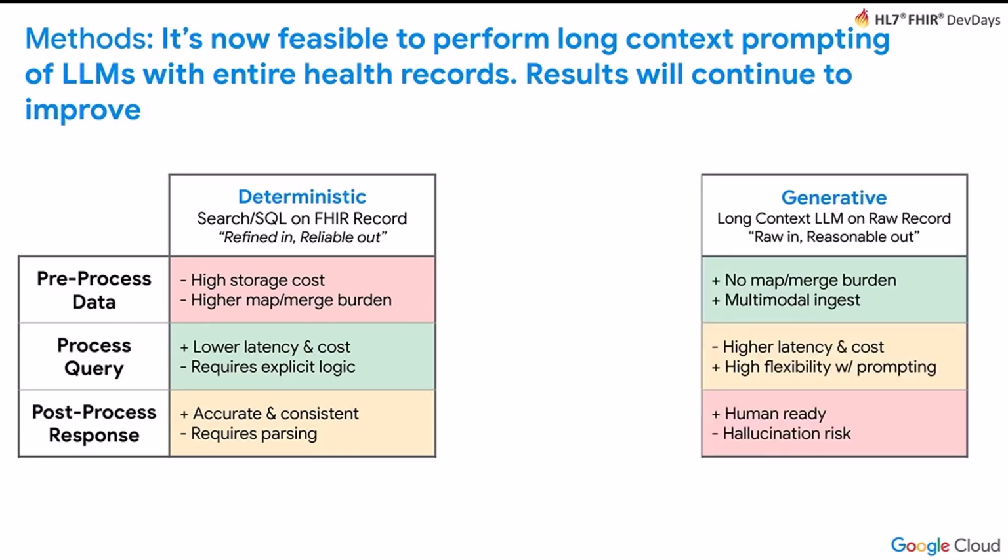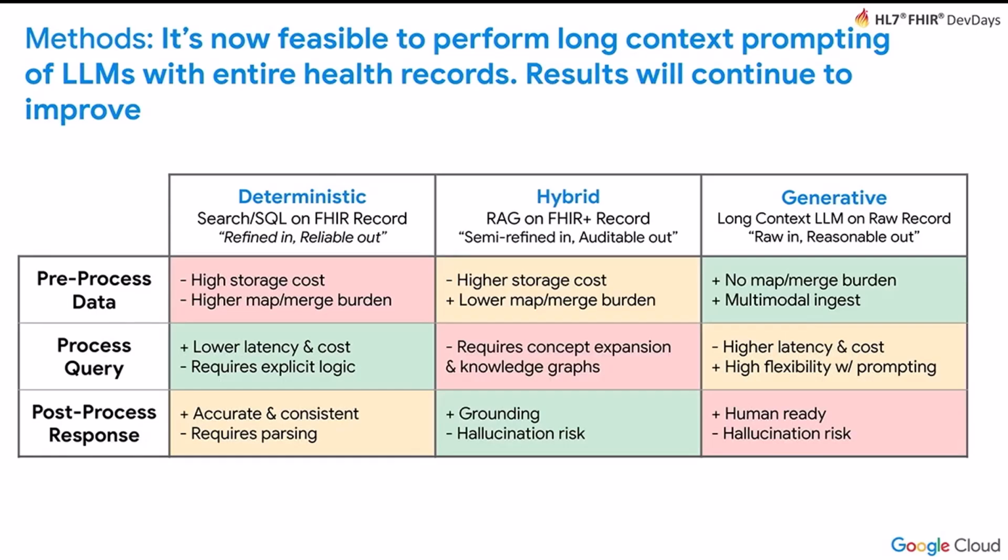From the generative approach, this is what we're going to focus on. The strengths, instead of being later on, are up front. There's really not much cost to get this up and running. But you do pay a tax later that you didn't pay up front. That comes in the form of higher latency and cost at time of query, as well as some hallucination risk on the post-process side once you have your result.